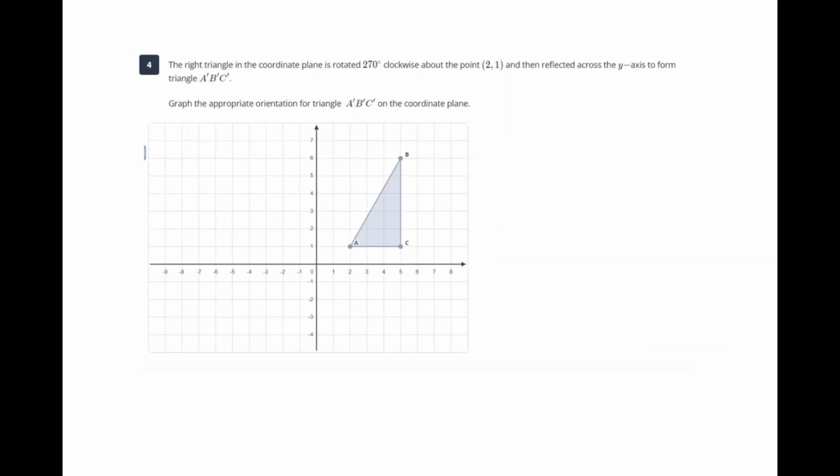Okay, here's another rigid transformation question. We are going to rotate this clockwise 270 degrees and then reflect it on the y-axis. Okay, and it says about this point. So that is right here. A is our point of rotation, okay? 270 clockwise is like this, okay?